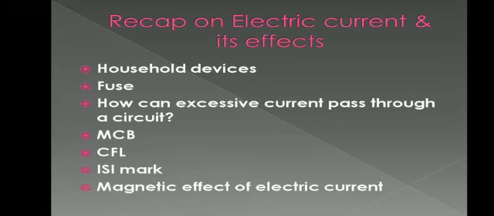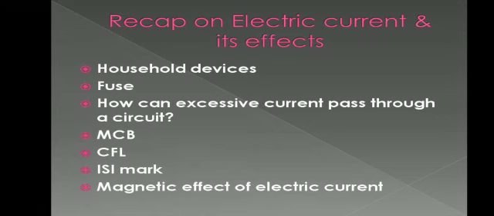How can excessive current pass through the circuit? Sometimes if you are using different devices in the same socket, it results in drawing more current from the socket. As a result, the load on the circuit increases and it can lead to a short circuit or fire. When the insulation of a wire gets torn away, the wires can come in contact with each other, which causes a spark or may lead to a short circuit.